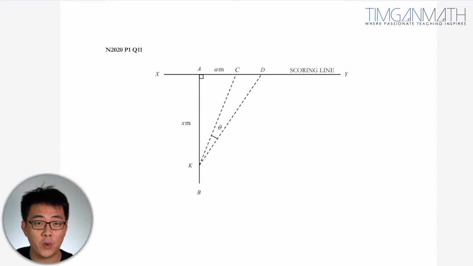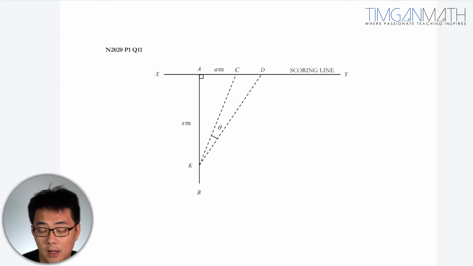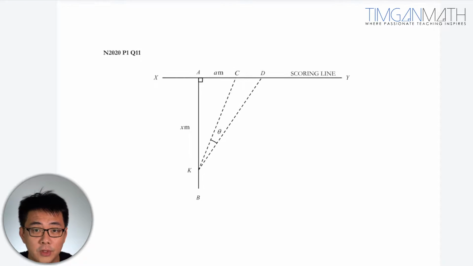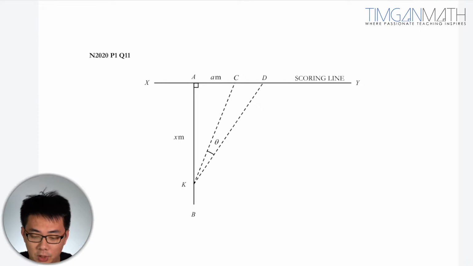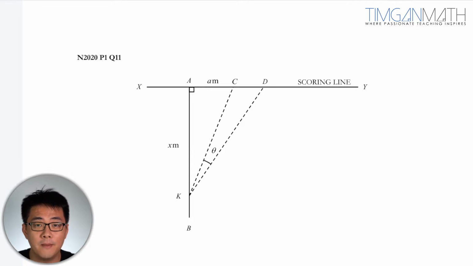Hi students, let's look at this question here, which was taken from the year 2020, paper 1, question 11, the actual A-level H2 math paper. This question is on application of differentiation, I believe. So let's see how we can do this proficiently. In sports science, studies are made to optimize performance in all aspects of sport, from fitness to technique.